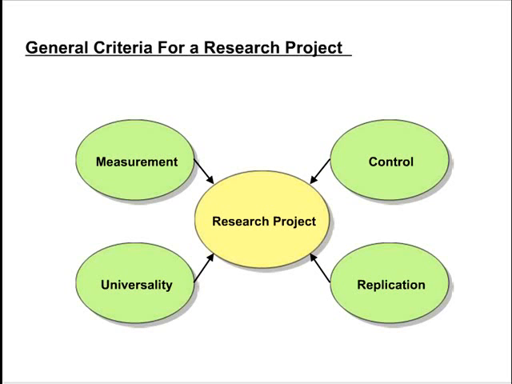The third criterion is control. Control is a very important issue, mainly in experimental research designs. Here we're trying to make sure that all of the factors are exactly the same except those for which we are actually investigating. This criterion is much more easily met in the physical sciences than in the social sciences.